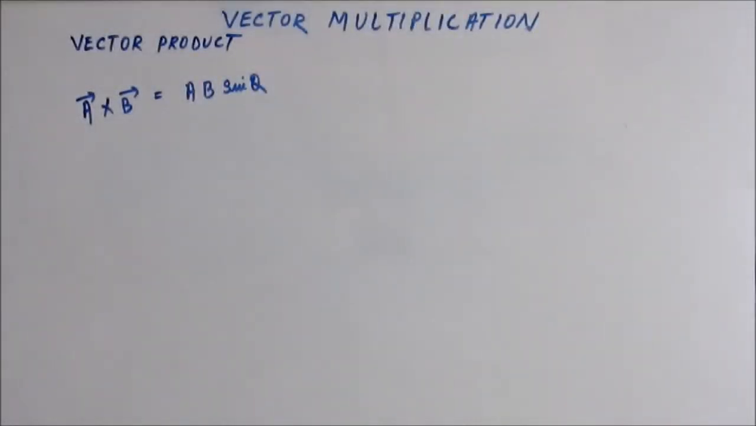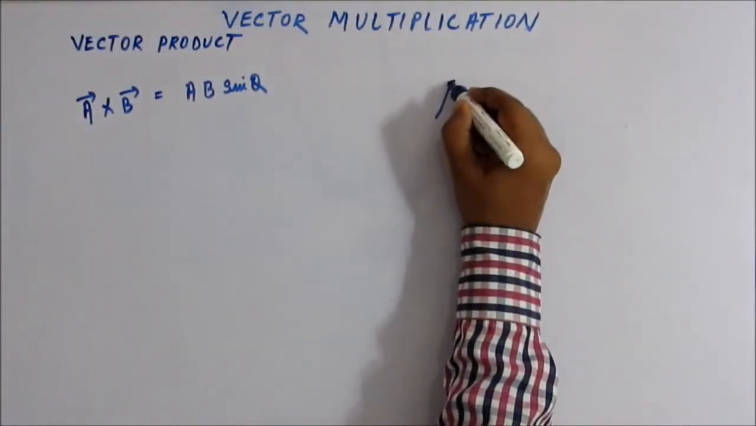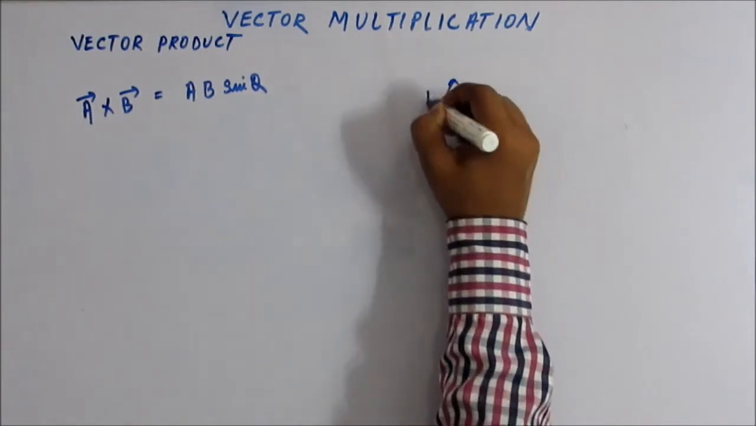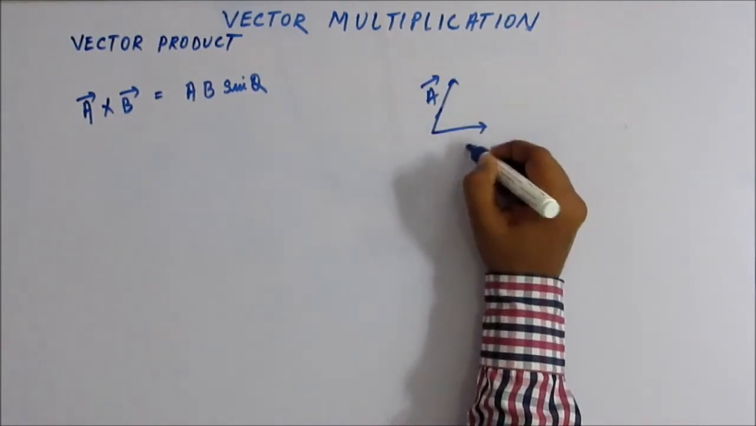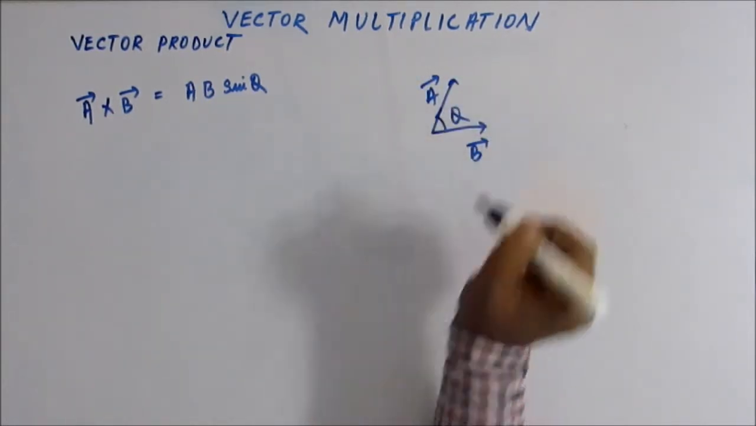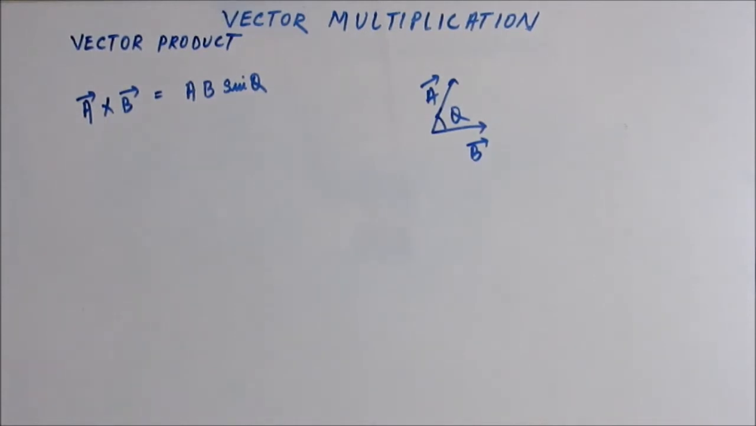Now there's a direction of cross product, and the direction would be, suppose A vector and B vector are oriented like this, and this is the theta angle between them. Now learn this quickly. Do as I do.